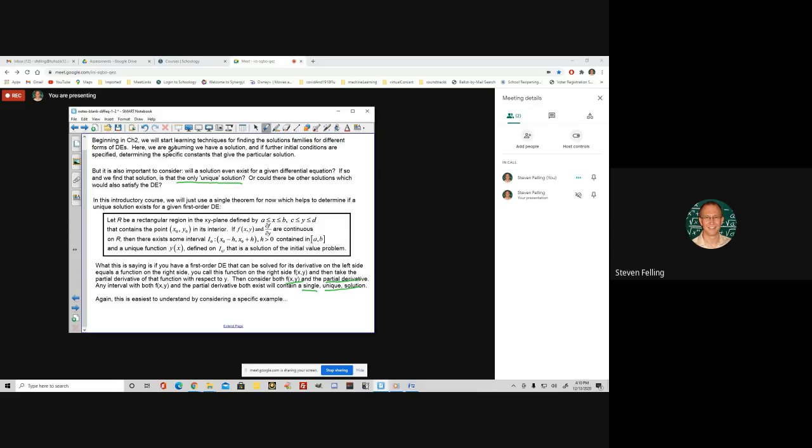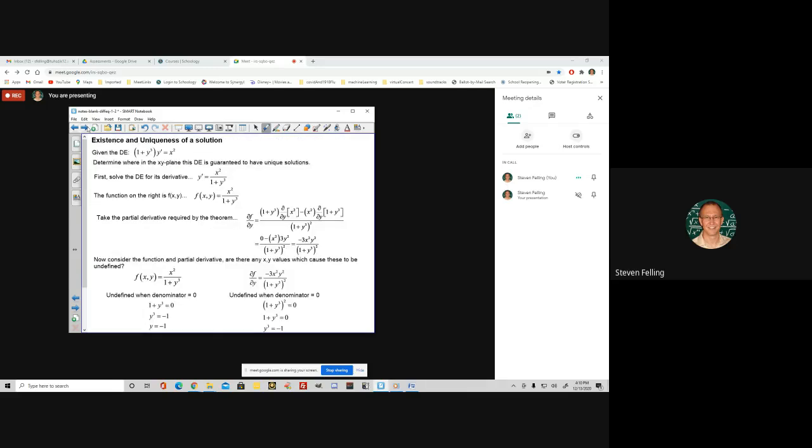So in the notes, I'm just going to walk through the example that's in the notes for you. Here's the differential equation, quantity 1 plus y cubed times y prime equals x squared. Determine where in the xy plane this differential equation is guaranteed to have unique solutions. So first, we take this equation and we reformat it so that it's solved for its first derivative. This theorem only works for first order derivatives that can be solved for a y prime.